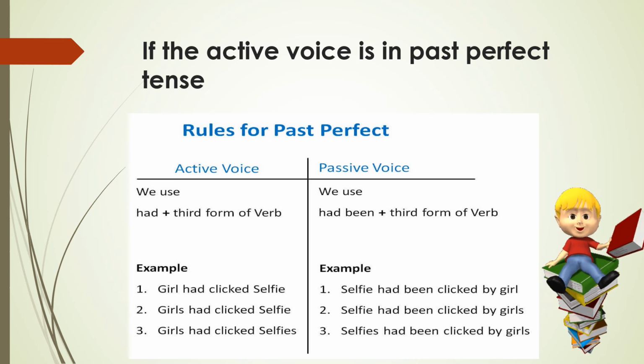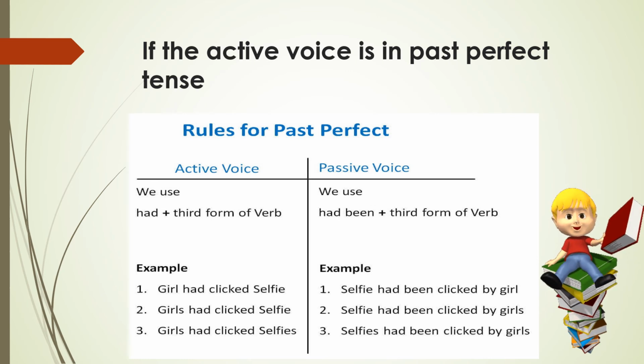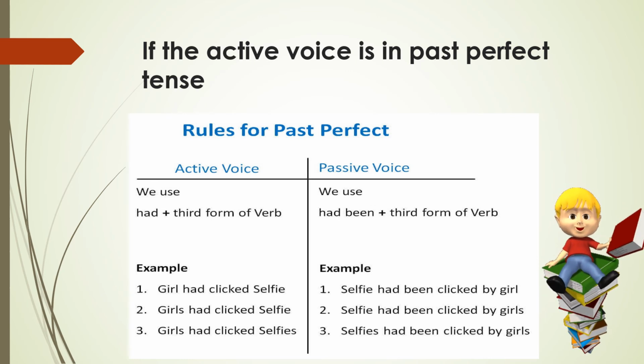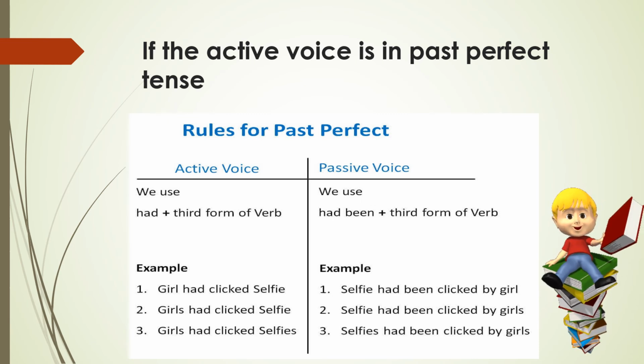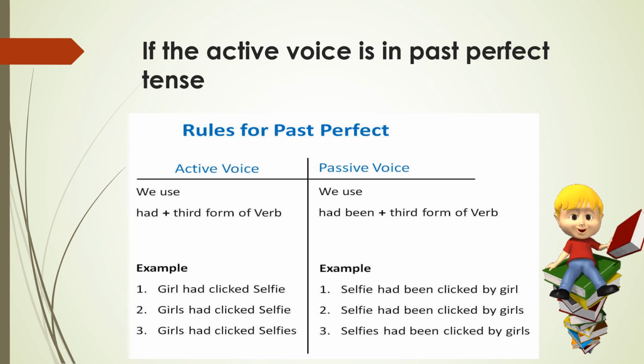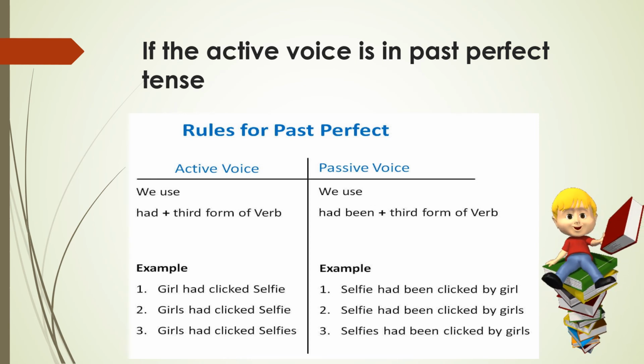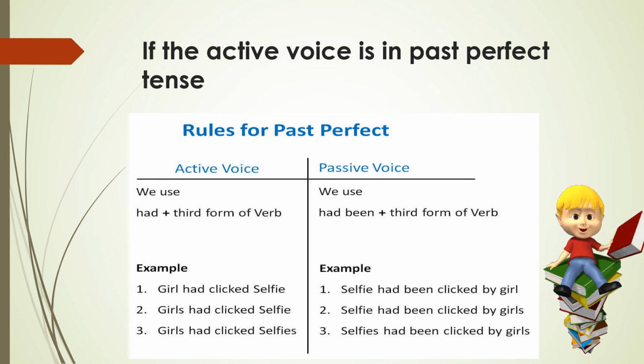So you can also read the second column now. The same sentences have been converted to passive voice, with the addition of the word been. A selfie had been clicked by a girl. Selfie had been clicked by girls. Selfies had been clicked by girls. So right, I hope this will be clear to you.